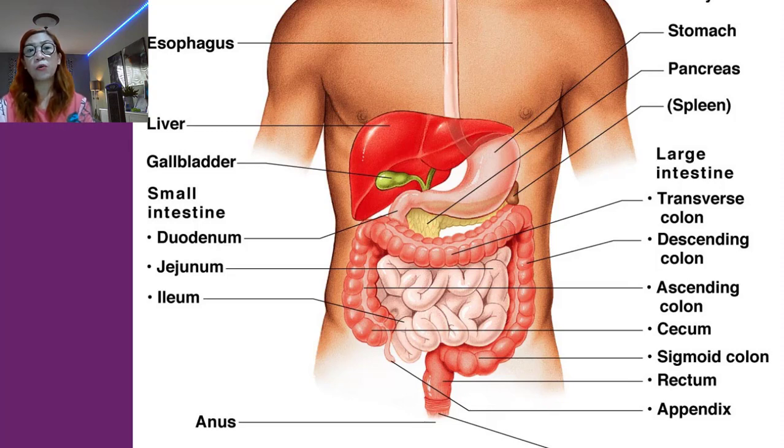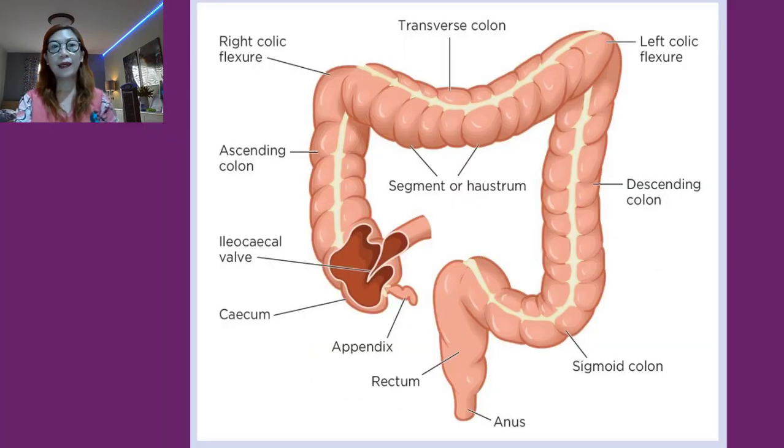Circular folds, also called plicae circulares, are deep folds of both mucosa and submucosa layers, and they do not disappear when food fills the small intestine. In contrast, local collections of lymphatic tissue found in the submucosa increase in number toward the end of the small intestine. Now let's move on to the next organ, which is the large intestine.